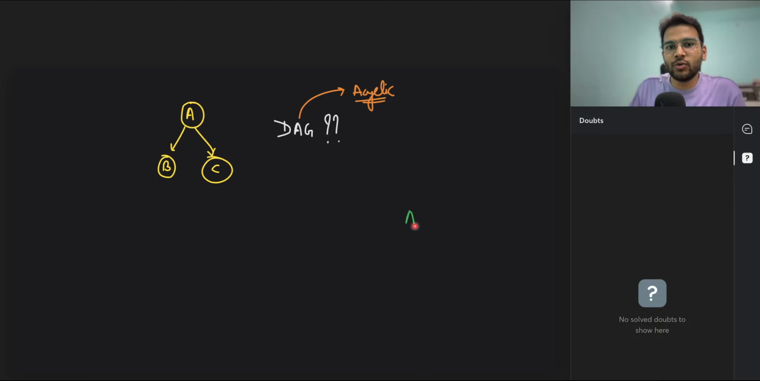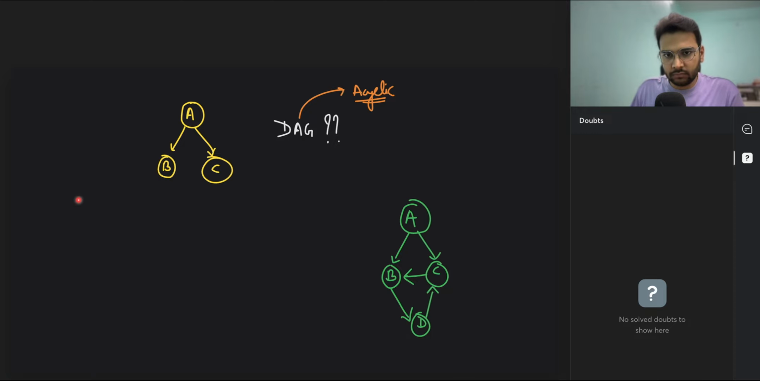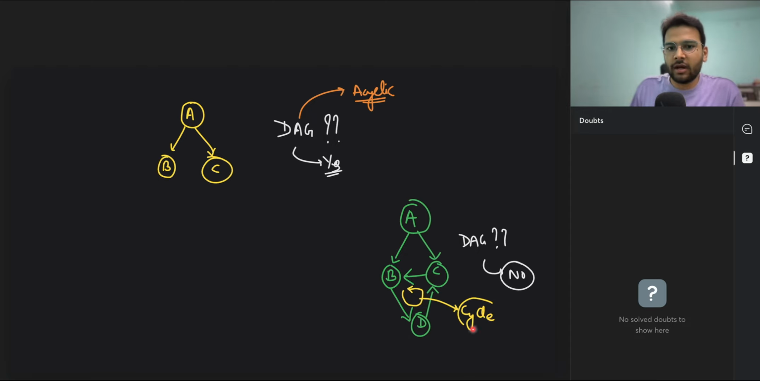Okay. Now, if I ask you this, is it a directed acyclic graph? Here the answer is yes. Here the answer is no. It is not a directed acyclic graph. Why? What is the reason? You will see that this is a directed graph, but this is not acyclic. Because there is a cycle present over here. If you go from B to D, then D to C, then again you can come back to B, right? So there is a cycle present over here.